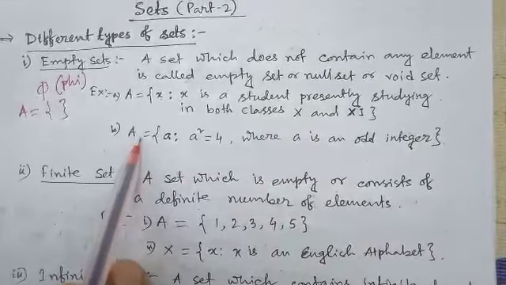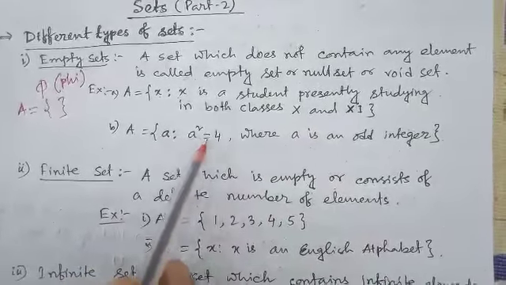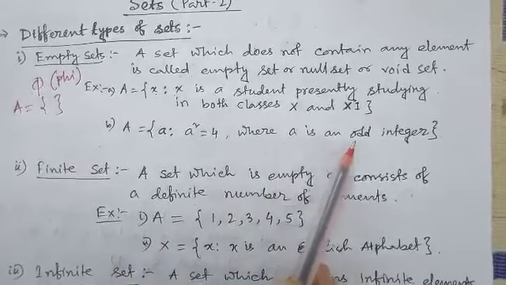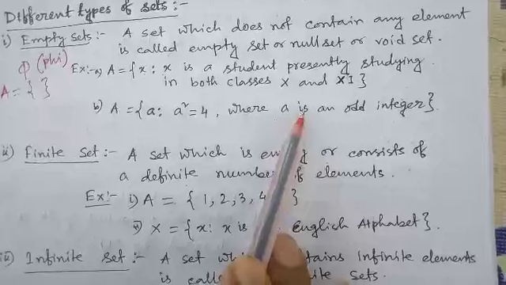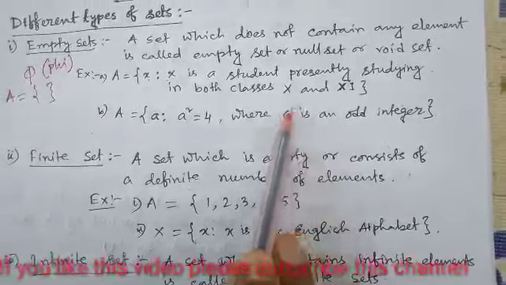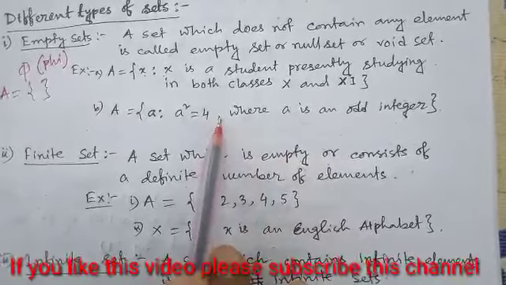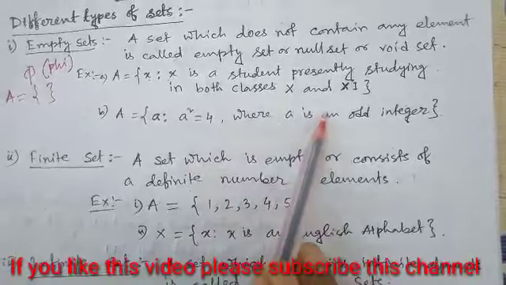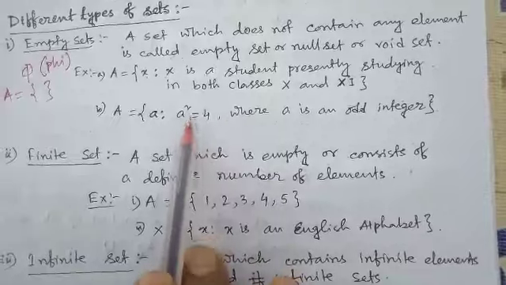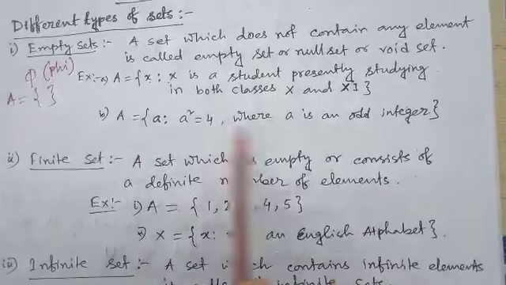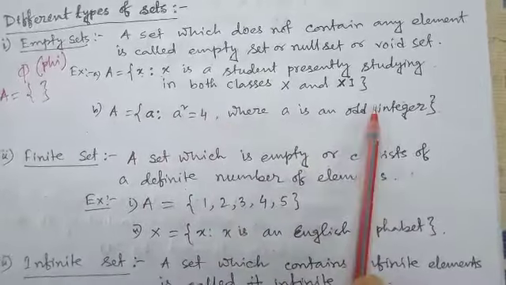Next example: A = {a such that a squared equals 4, where a is an odd integer}. There is no such odd integer whose square is equal to 4. So that means there is no element, but this type of set is also well defined. That is why this is a set. This is a well defined condition.